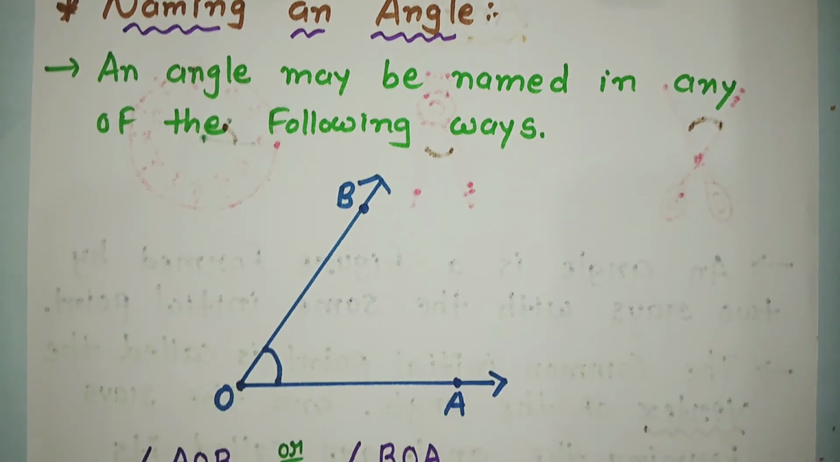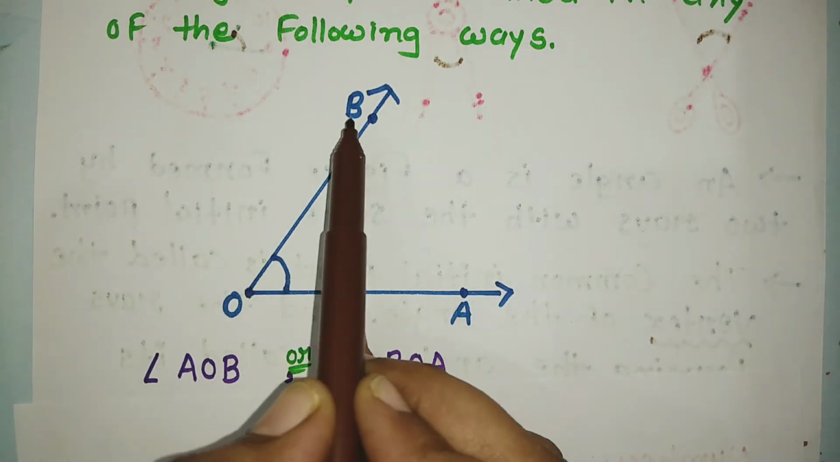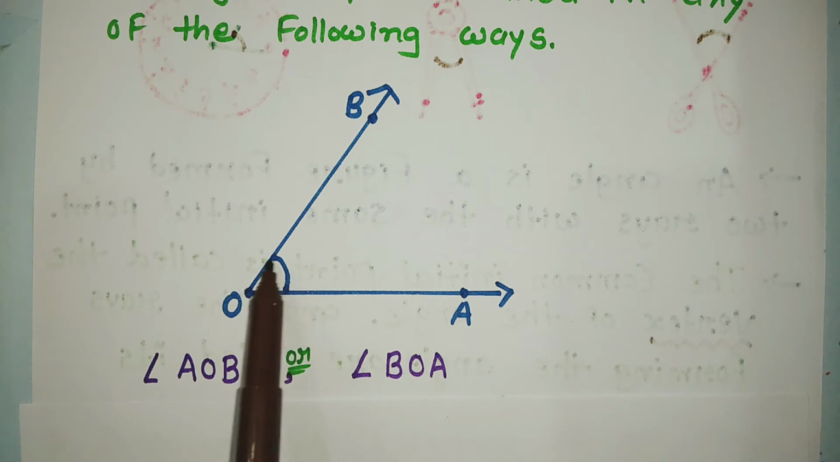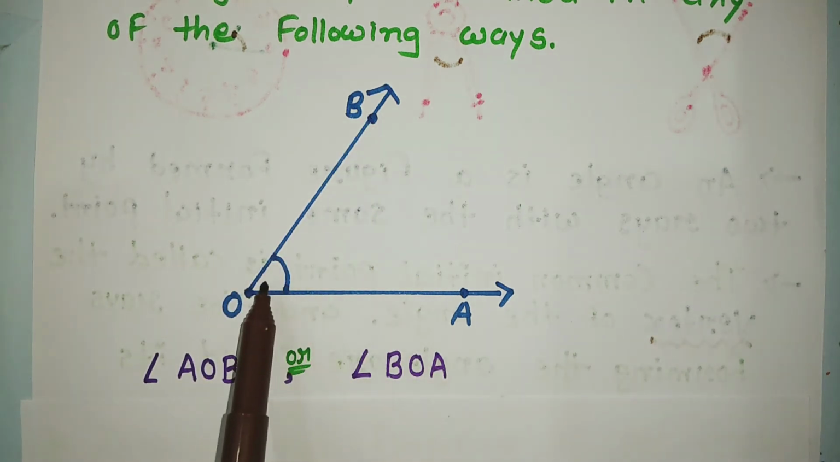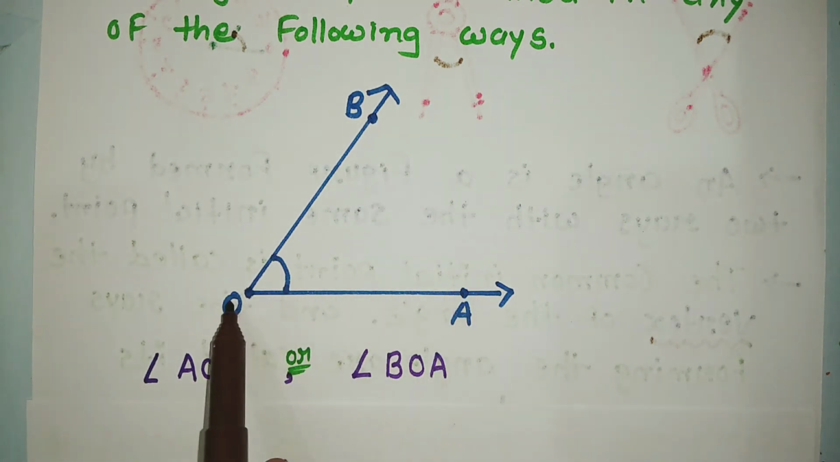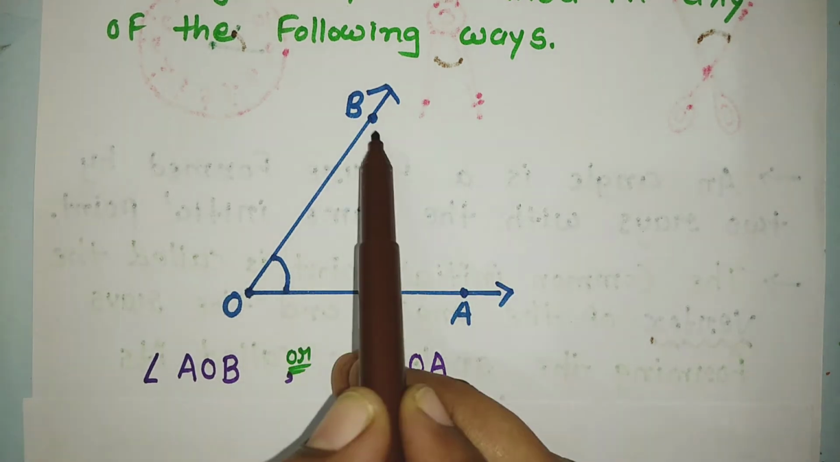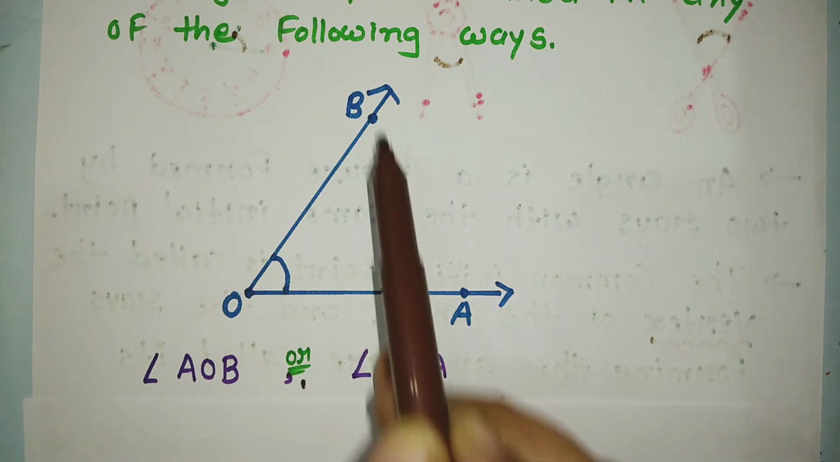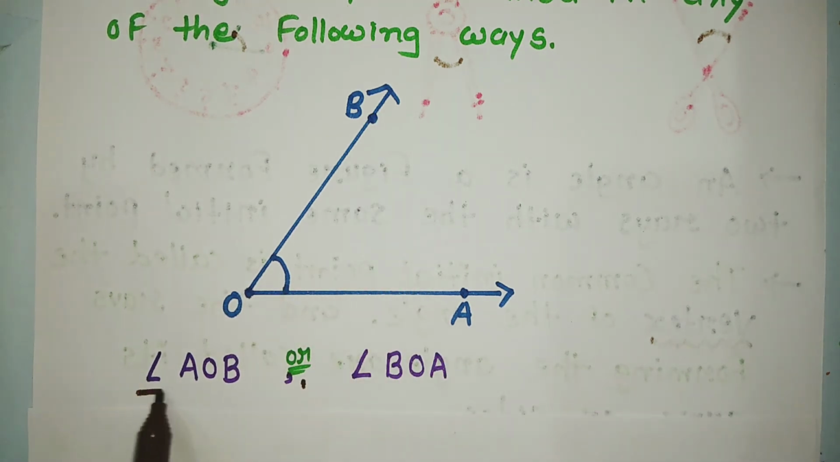So first, this figure, this ray OA and OB. Now this angle is made up by these two rays. So how can I write this angle O? There are two ways. I can start it from here, angle AOB, or angle BOA. This one is the symbol of angle.